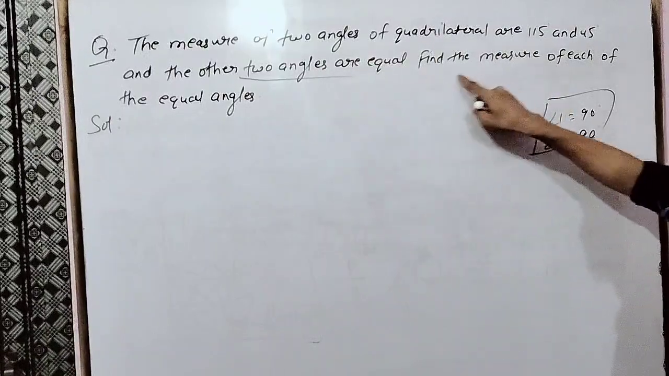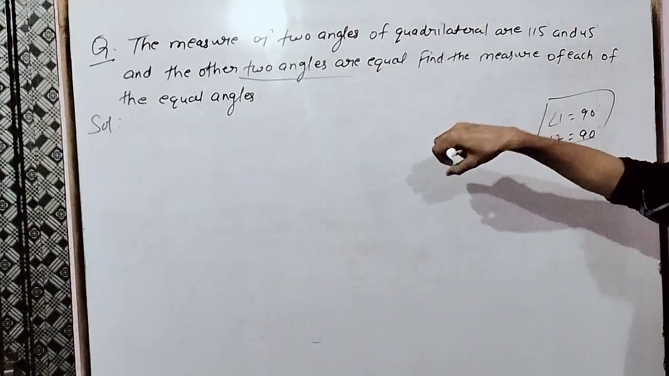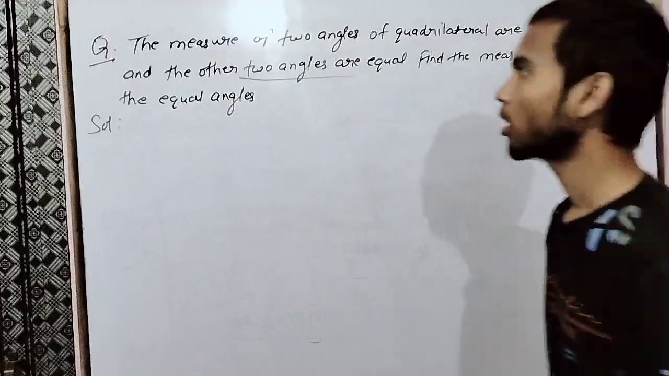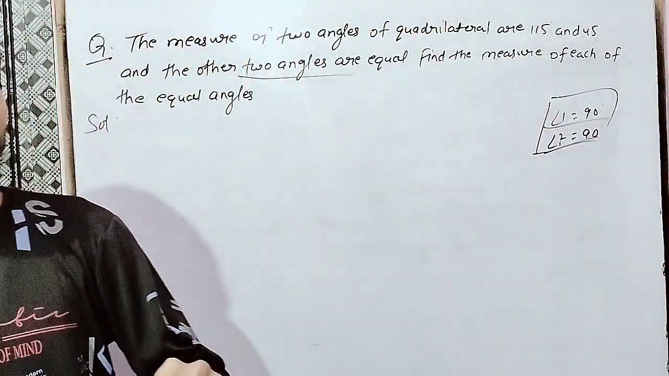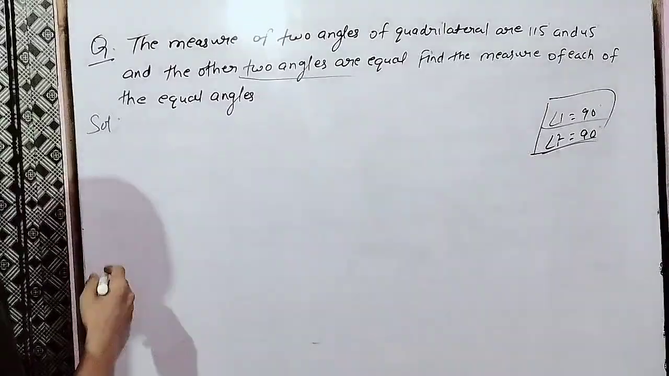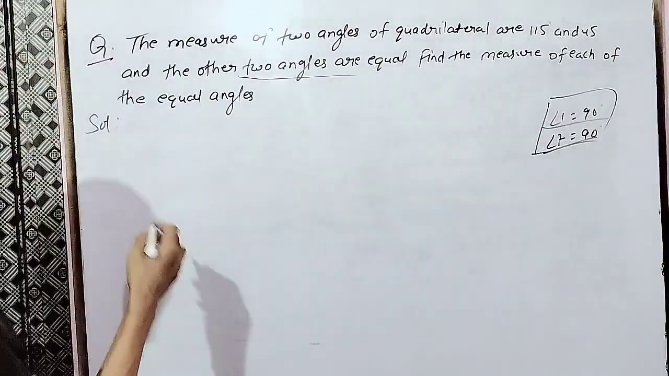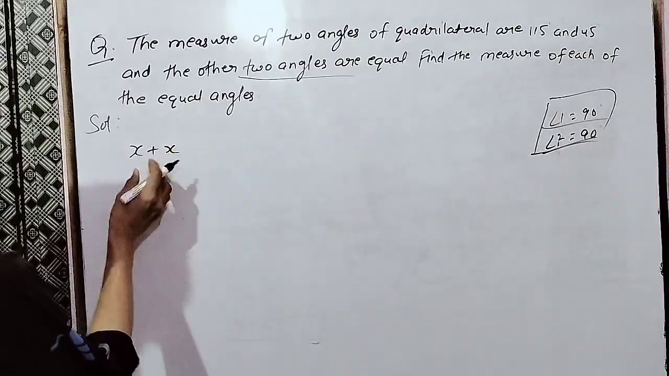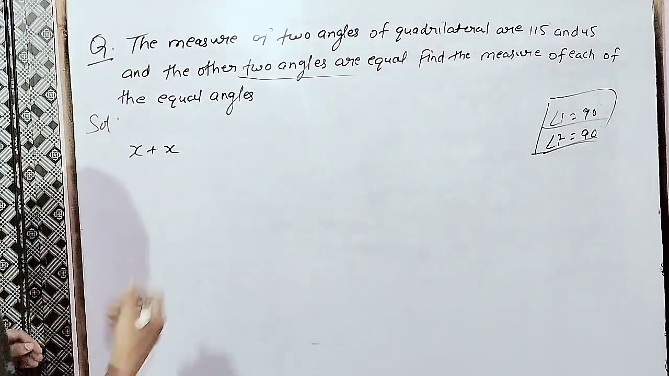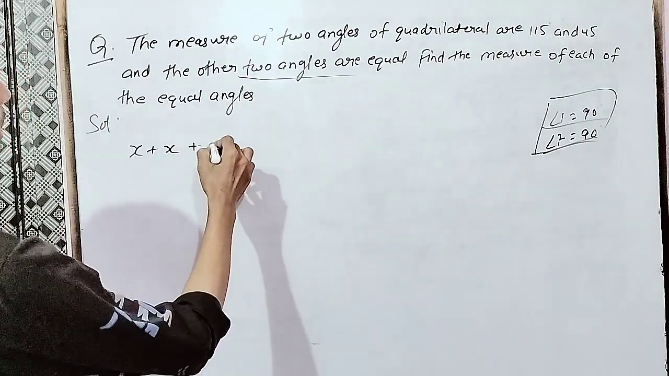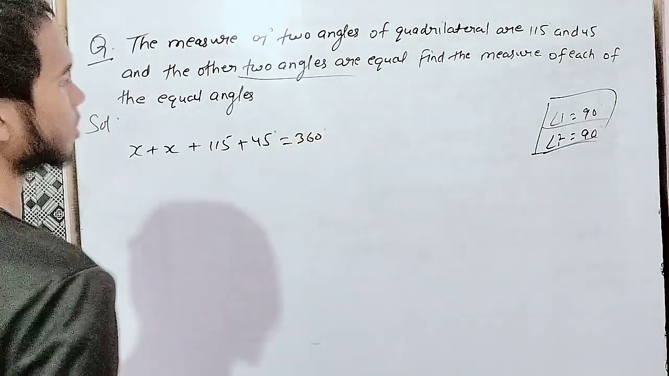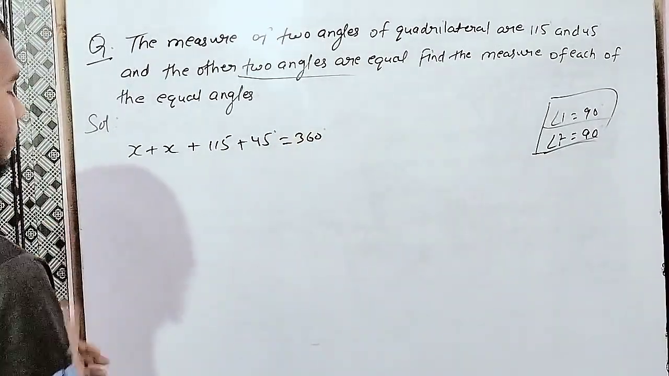This is what we need to find out: the measure of each equal angle. Each equal angle, this angle and this angle. If we are able to find one angle, then we can say the second angle is the same. These both are equal, that's why we have taken equal value. Now next is 150, then next is 45, and the total is 360 degrees. Till here we are given.